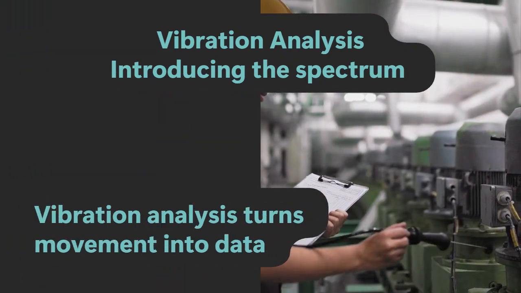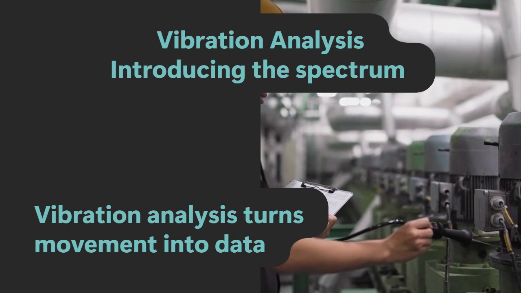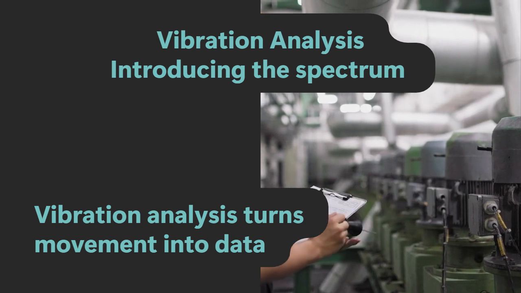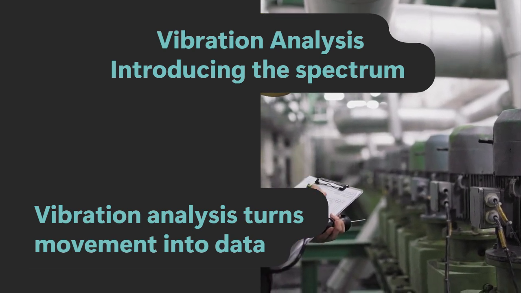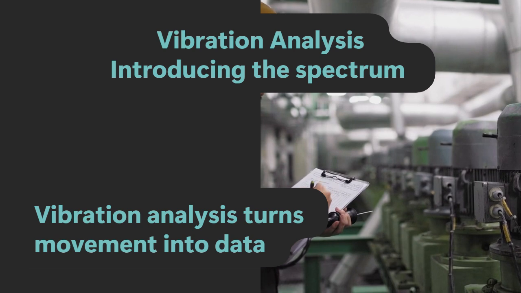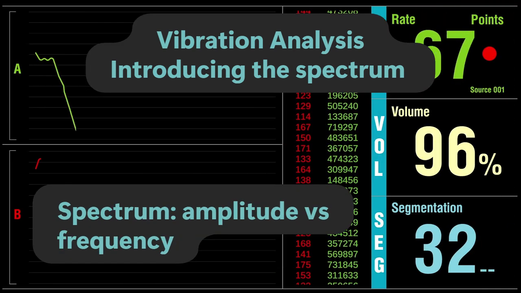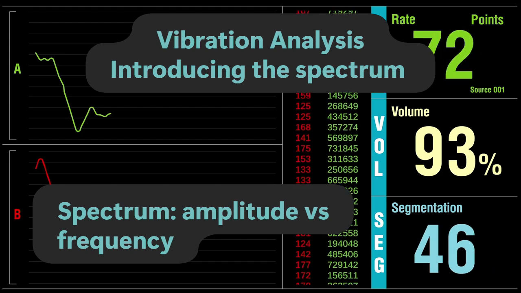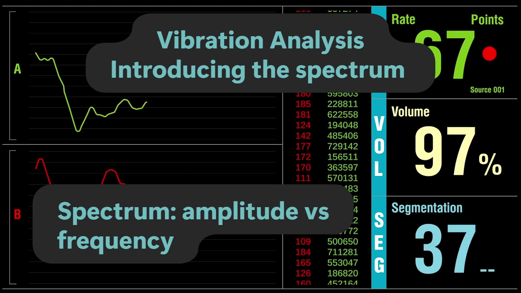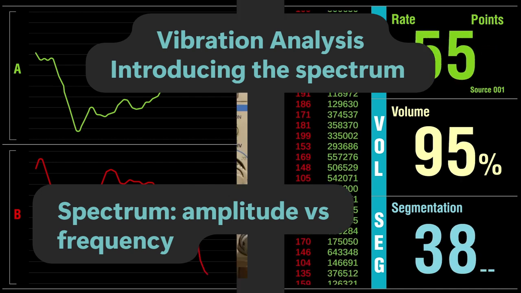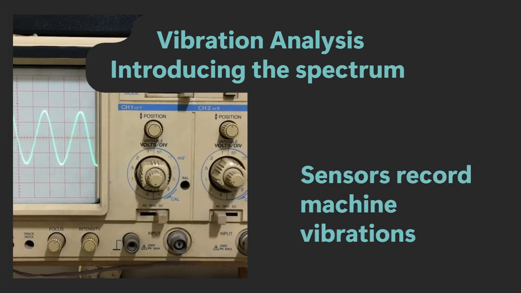Imagine standing beside a humming motor. It vibrates, but what do those vibrations mean? To uncover the story, engineers use vibration analysis, a practice that turns raw movement into actionable data. At the heart of this process lies the spectrum, a plot showing vibration amplitude across frequencies, built through the magic of Fourier transformation. Let's start by demystifying the spectrum.